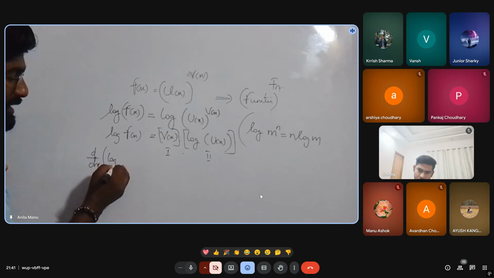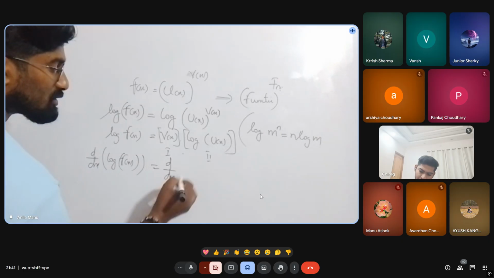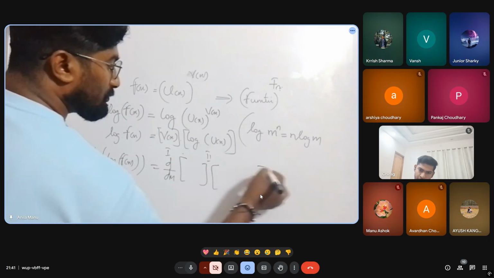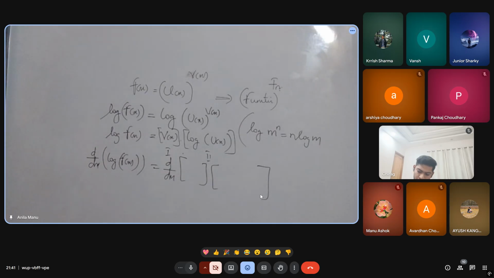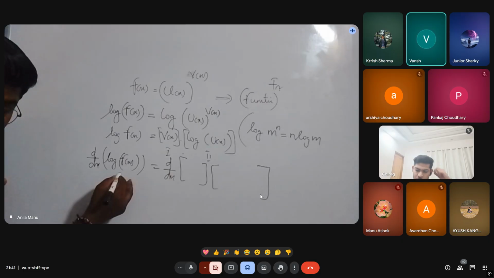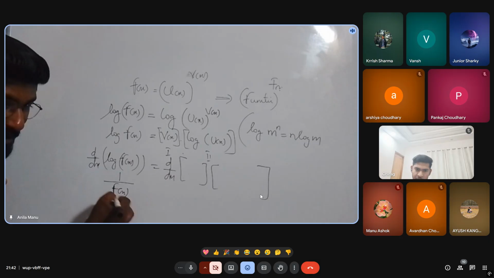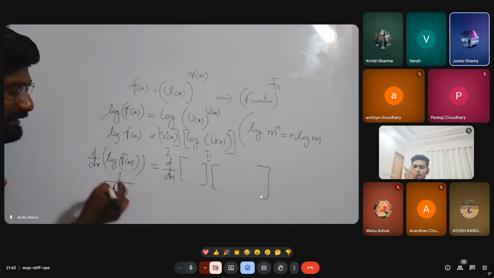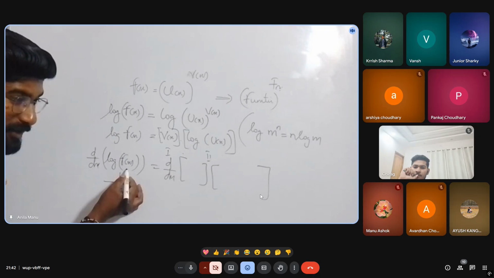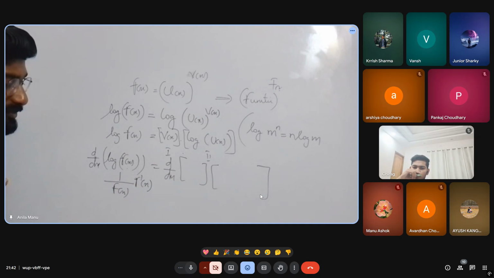So you get d by dx of log of f of x, that is equal to d by dx of first into second, these two functions. Now, what is the derivative of log x? Chain rule we have studied. Derivative of log x is 1 by x. So instead of x, you have f of x, so 1 by f of x. You understood that f of x is a function, right? That's why we have to differentiate f of x also. So the derivative of f of x is f dash of x. Is it clear?